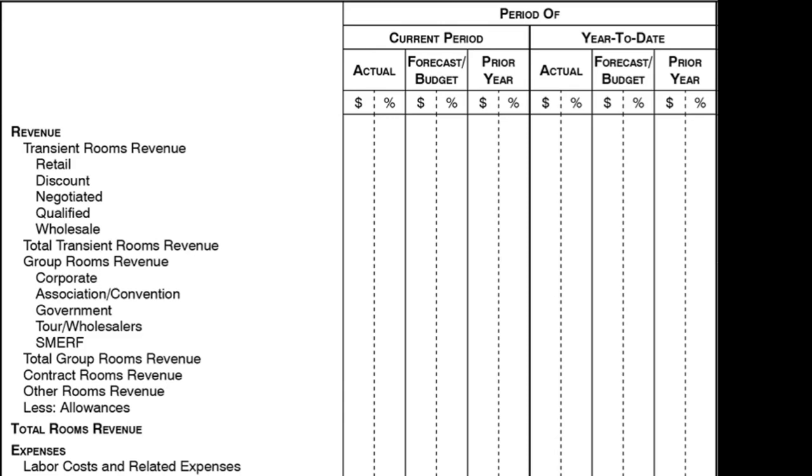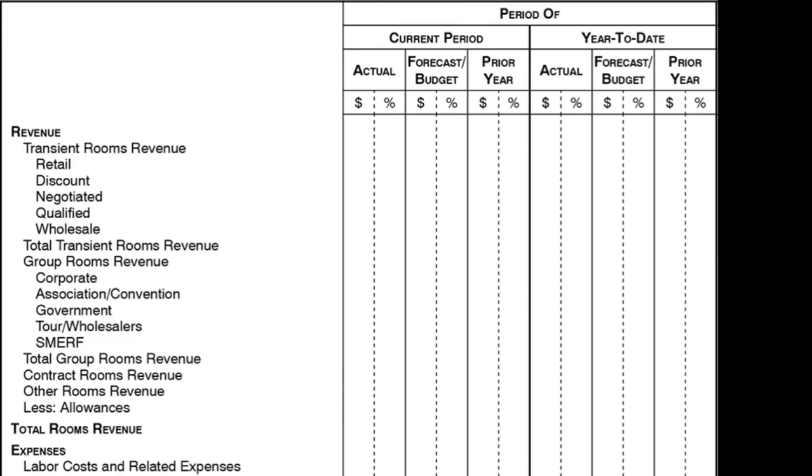Then the second category is group rooms revenue, where they divide into corporate, association, government, tour, wholesale, and SMERF, which stands for social, military, educational, religious, or fraternal organizations, or other types of groups. And then you have contract rooms revenue, then other room revenue, and lastly the allowances.